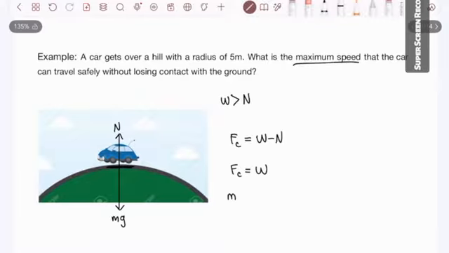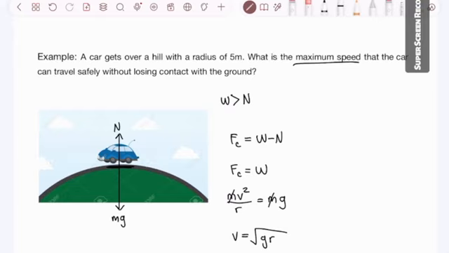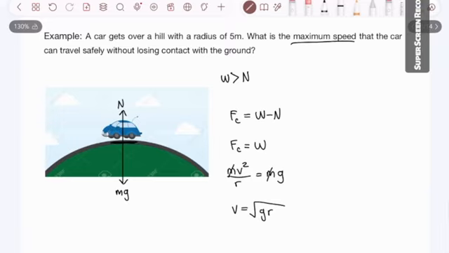And F centripetal, as we know, is mv squared over r, and weight is mg. I'm canceling the m's out, and I would get v equaling square root gr. And if I were just to plug in those numbers, and the radius is 5 meters, this would give me 7 meters per second. And that's the answer to this question.